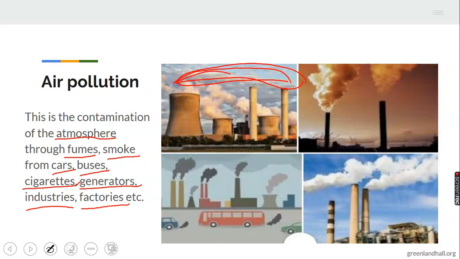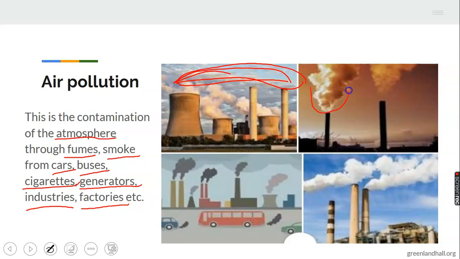When you breathe in this polluted air, you know what will happen? It will cause sickness. It can damage some systems in your body. So we have all these fumes and smokes, from cars, from buses, from cigarettes. People smoke cigarettes, they bring out the fumes, and then you have to cover your nose because it can affect you. We have from generators, we have from industries.